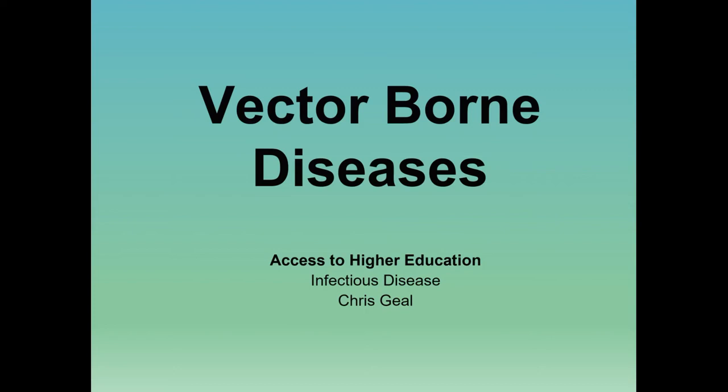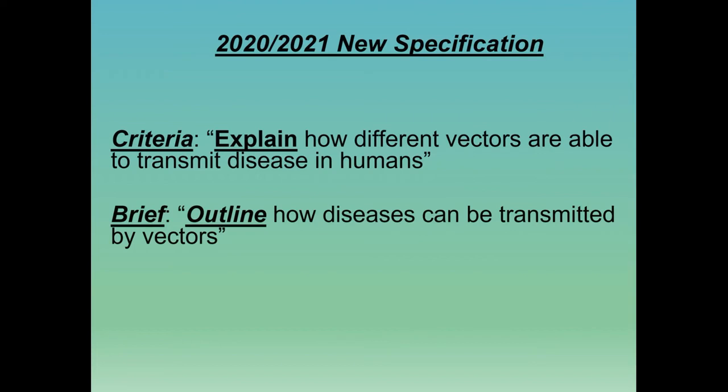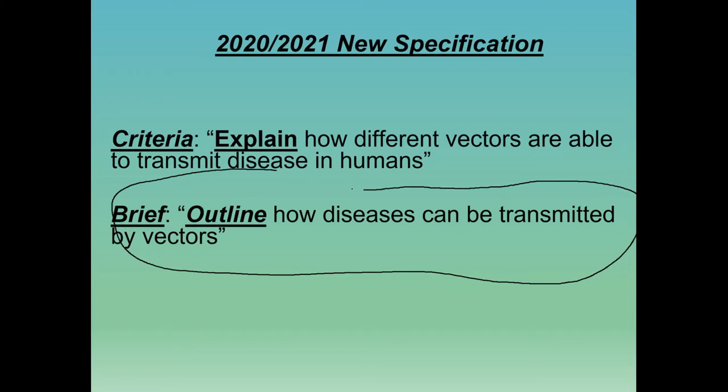Today we'll be talking about vector-borne diseases as part of the infectious disease unit. Today's topic will form under the 2020-2021 specification. I'm saying this because currently I'm teaching a part-time group on the 2019-2020 spec. They're slightly different, they're very similar, and the learning still is relevant, but today's spec is about outlining how diseases can be transmitted by vectors.